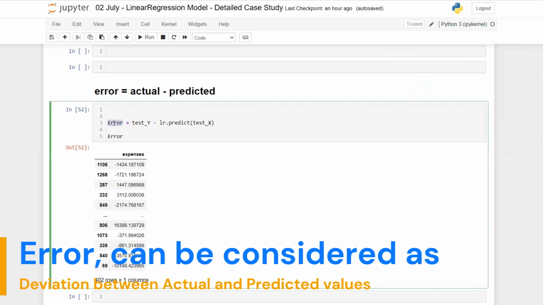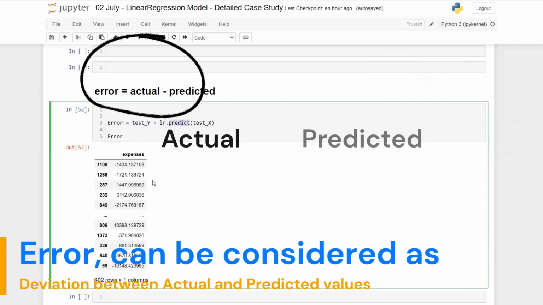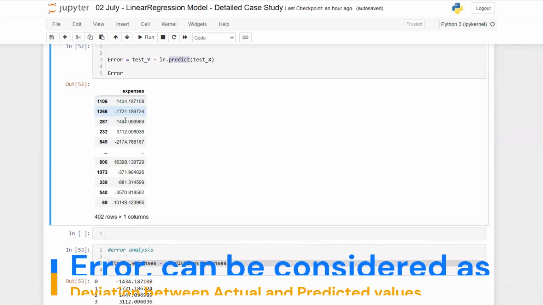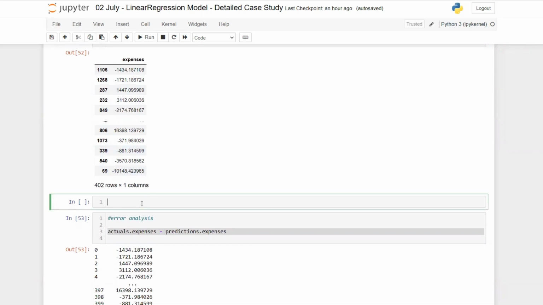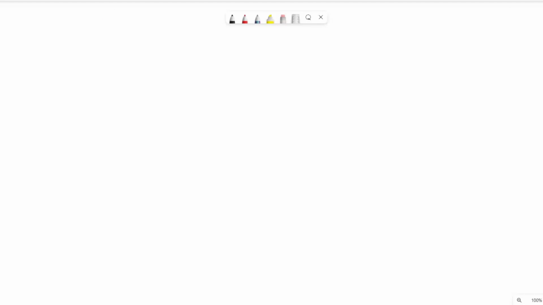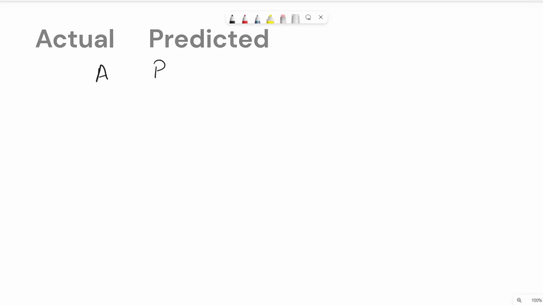For error, we will do actual minus predicted. So that's what we were seeing. These are the errors. But now we have to understand some important things here. Okay, guys, understand this properly. This is a very, very important thing I am telling you: you already have the actual values and then you have predicted values, y and y hat. So what is an error? Error is actual minus predicted.